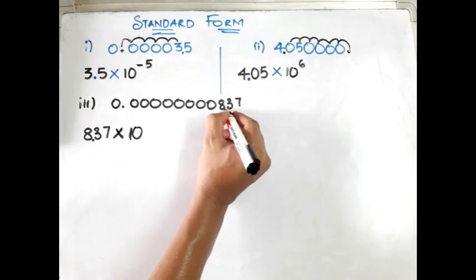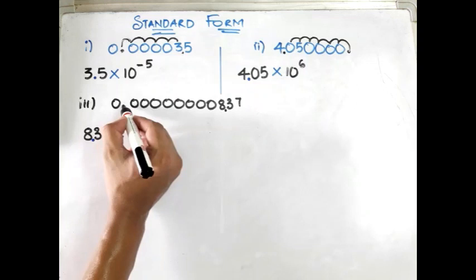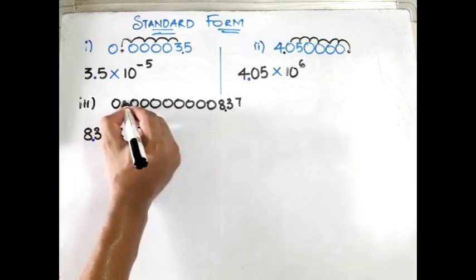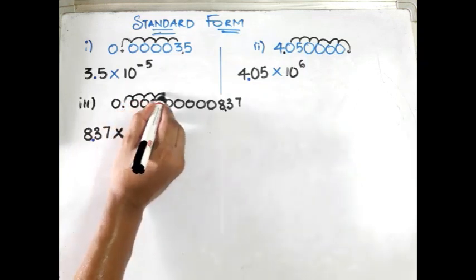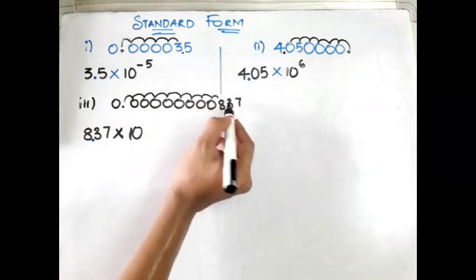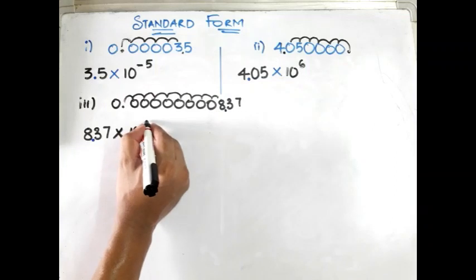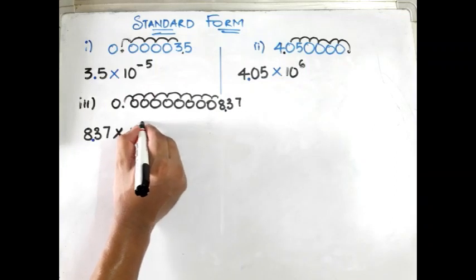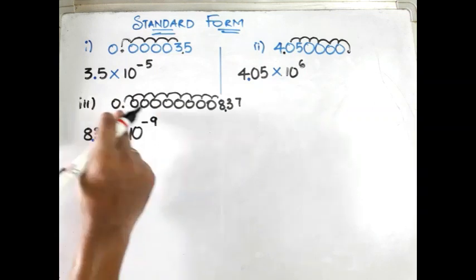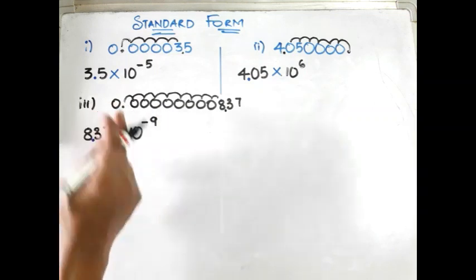In the answer, we kept the decimal here. So count the 0 steps from this decimal to this decimal. So, 1, 2, 3, 4, 5, 6, 7, 8, 9. After 9 jumps, we reached this decimal. So, 10 power plus 9 or minus 9? Definitely minus 9, because the question already has a decimal. Hope you are clear with this.